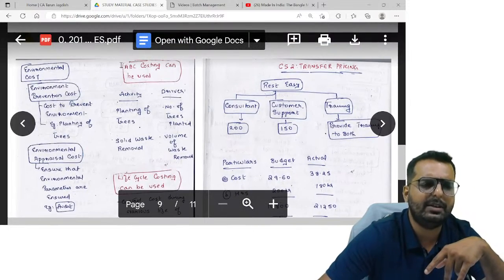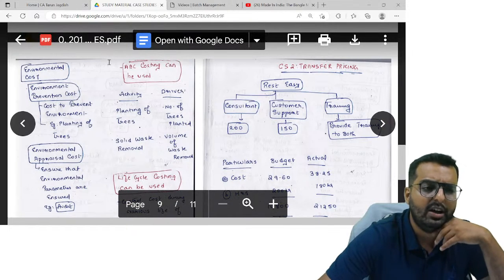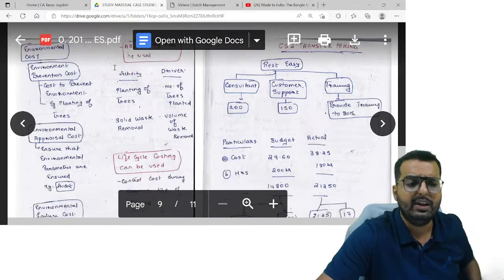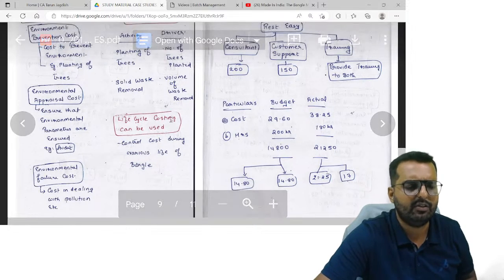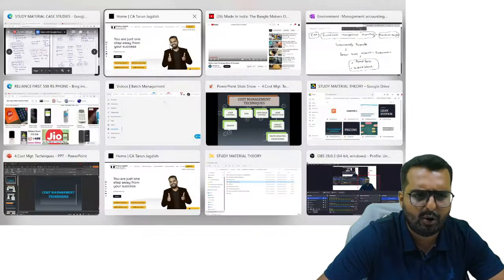And they say one other method that can be used is activity-based costing. We have already learned activity-based costing in the chapter of strategic analysis, my dear friends. So like that, you will come to know about EMA. I believe you are all clear with this part.